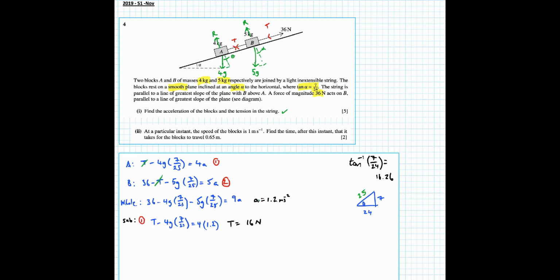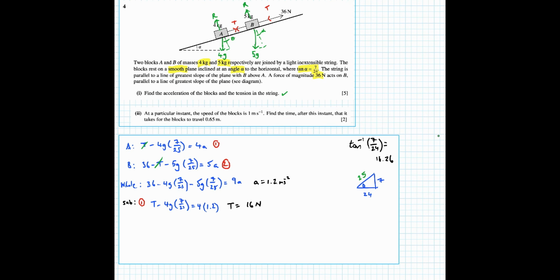At a particular instant, speed is 1 meter per second. Think of the word instant. It comes up quite a lot actually. So at this instant, or from this instant, it means that in terms of your suvat or your equations of constant acceleration, speed in this case is u, not v. It's the beginning of some motion. And we're going to find the time to see how it moved.